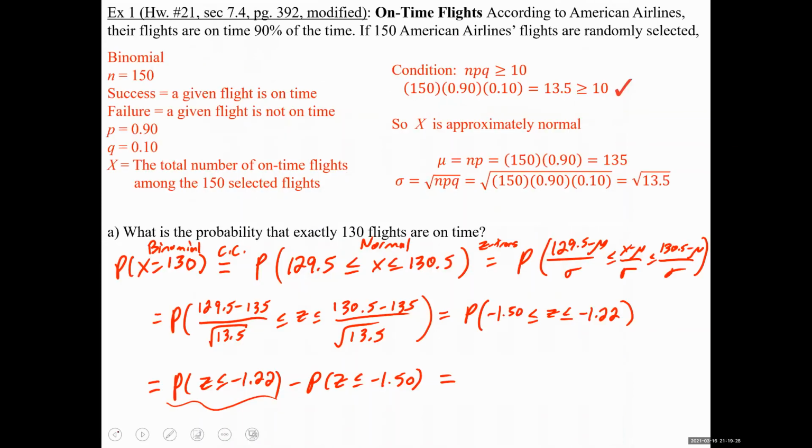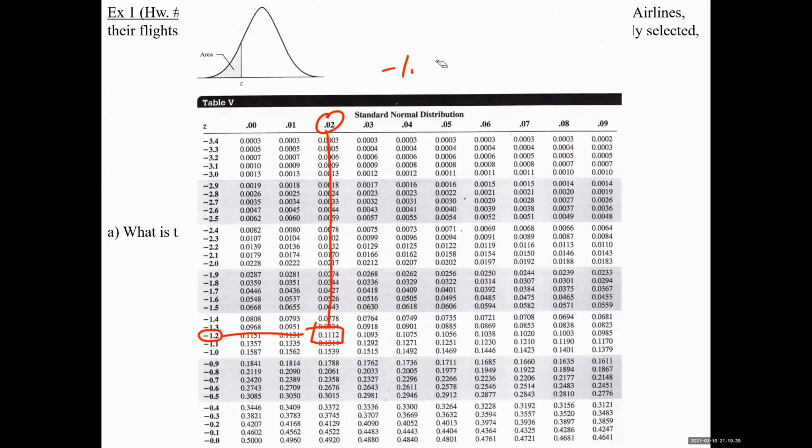To get this number, you have to look up negative 1.50 in the table. Negative 1.50, so negative 1.5, last digit 0. 0.0668.